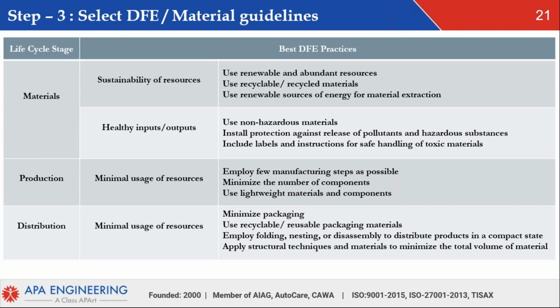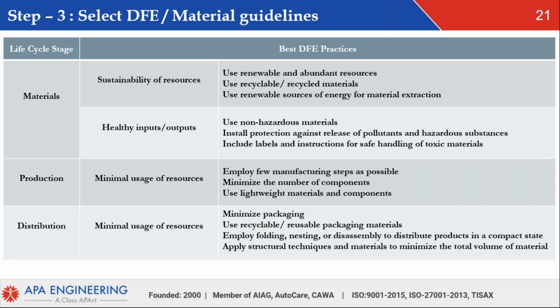While considering raw materials from the sustainability point of view, we need to use renewable and abundant resources instead of non-renewable materials. We should also use recyclable or recycled materials instead of virgin materials. Also avoid using materials that are toxic or hazardous to human health and the environment. And inclusion of labels would be the best practice for safely handling toxic materials.